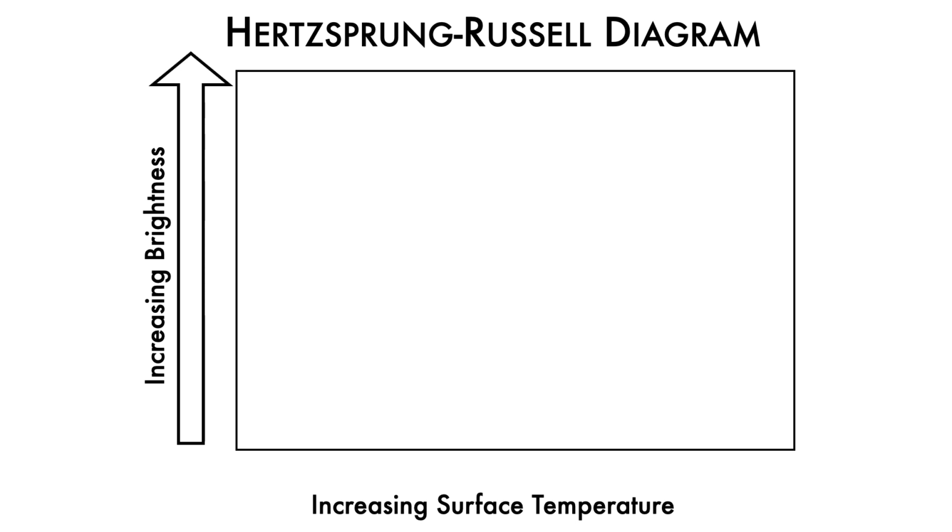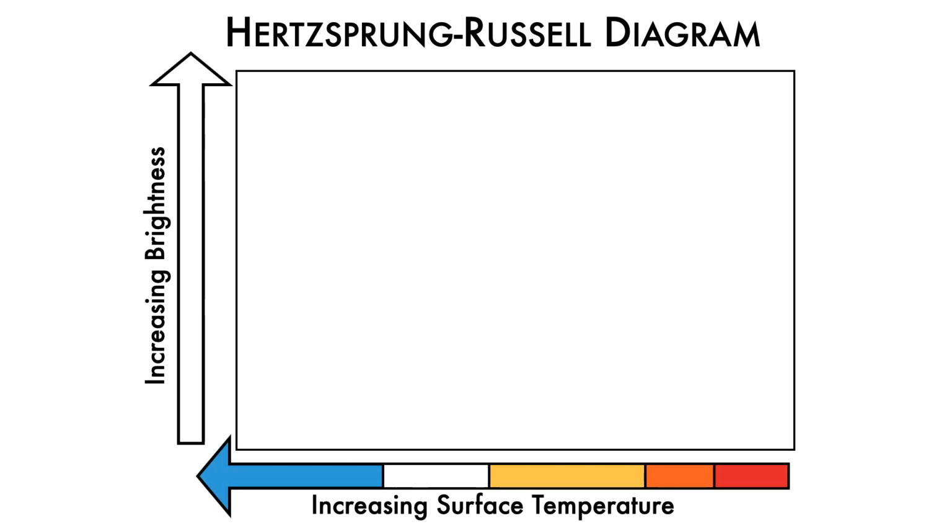Brightness or luminosity increases from bottom to top. Temperature increases from right to left. Thus, a cool, dim red star would be classified in the lower right corner of the diagram. Meanwhile, a hot, bright blue star would be found in the upper left corner of the diagram. The Sun is an average-sized yellow star and would be found somewhere towards the center of the HR diagram.